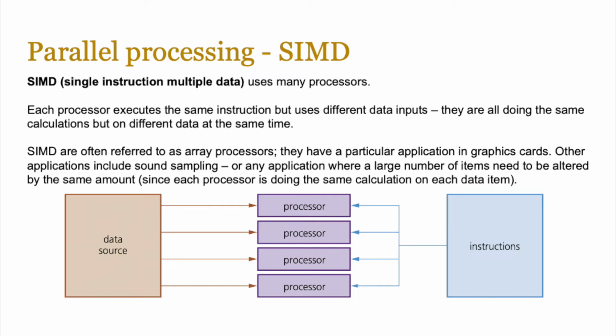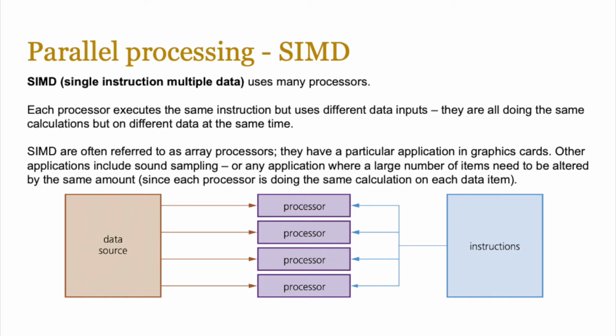Now, SIMD are often referred to as array processors, and they have a particular application in graphics cards. For example, suppose you want to change the brightness of an image, which is made up of 4,000 pixels, and you want to increase it. Since SIMD can work on many data items at the same time, 4,000 small processors, one per pixel, can each alter the brightness of each of the pixels by the same amount at the same time. This means that the whole image will have its brightness increased consistently, rather than increasing the first pixel, then moving on to the next one, then the next one.